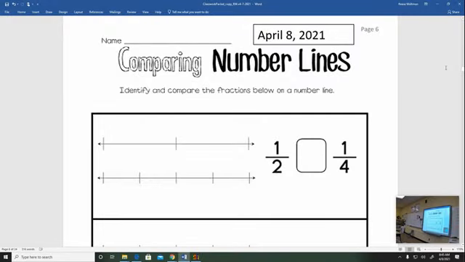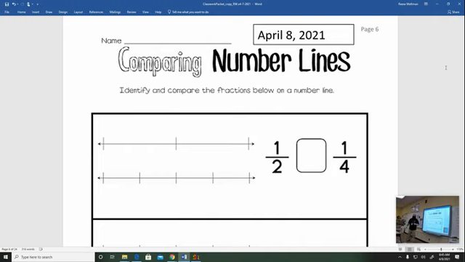I gotcha. Okay, everybody should be on this page right here. If you're not on this page, make sure you flip to it. We'll give you guys 10 seconds. 10, 9, 8, 7, 6, 5, 4, 3, 2, 1. Okay, so everybody should be on this page right here.